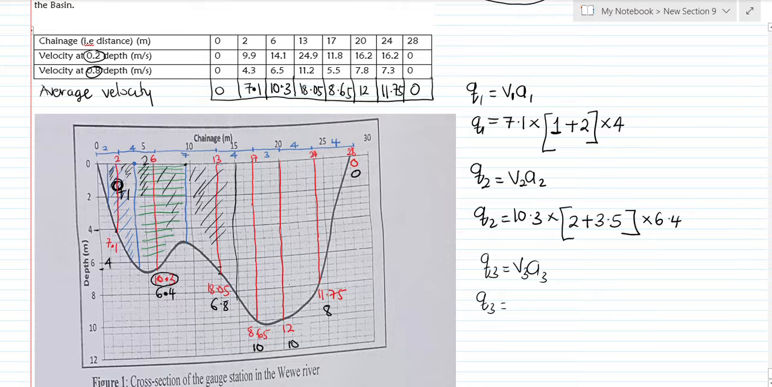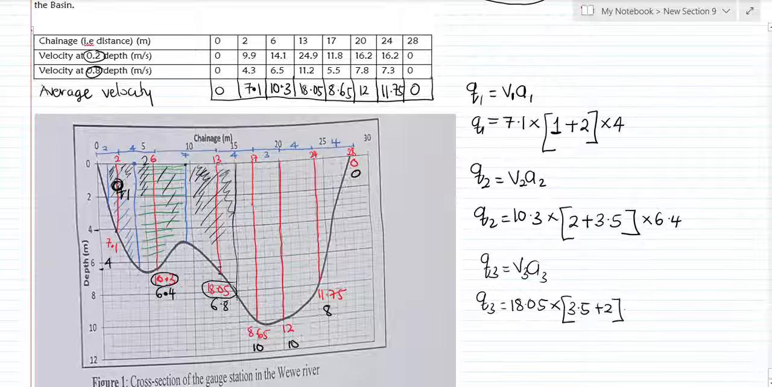What is my velocity there? Here it is, 18.05 times the area. The area is what? 3.5, which is here, and 2, which is this side. So 3.5 plus 2 times the depth there, which is 6.8.